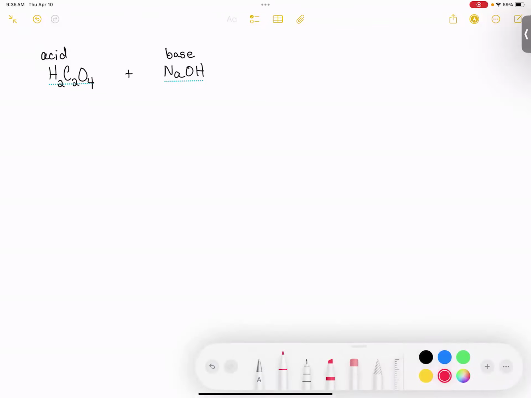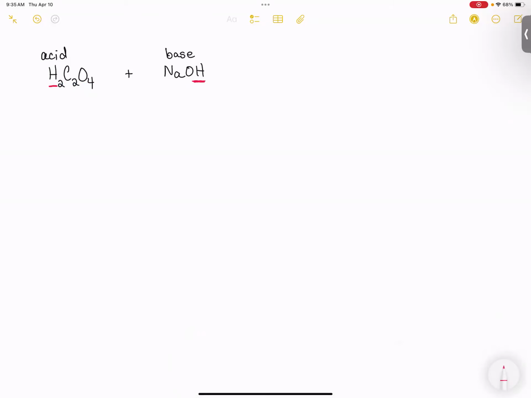Oxalic acid reacts with sodium hydroxide. Again, this is an acid and this is a base. And you'll see that the definition for an acid is that it is a proton donor. The definition of a base is that it is a hydroxide donor. Because of that, one of the products will be water, and we'll need to determine the other product. The other product will be a combination of sodium ion and oxalate ion.